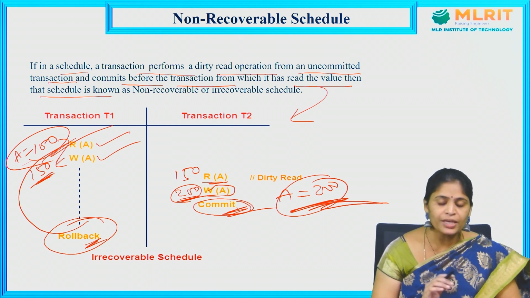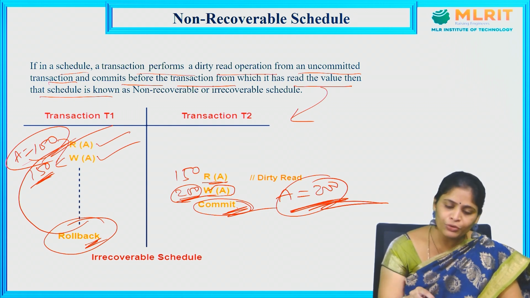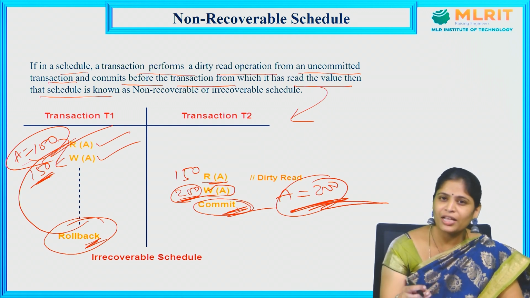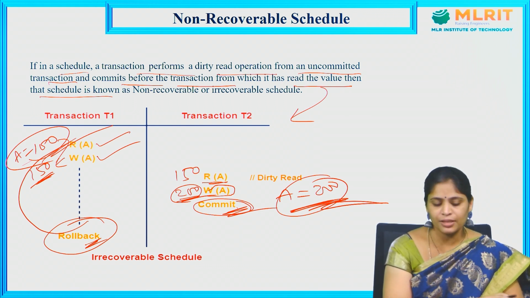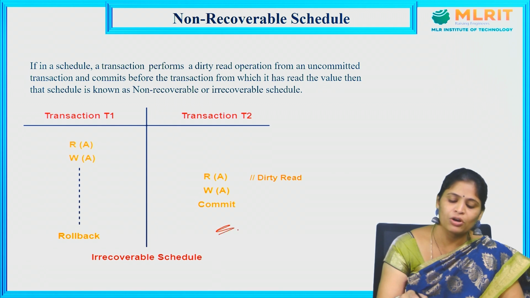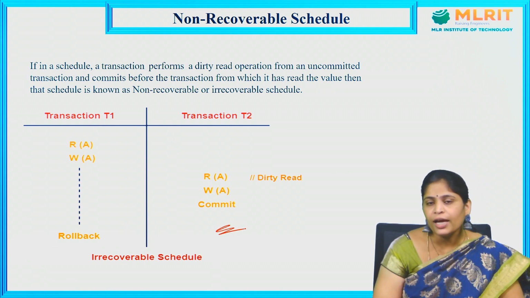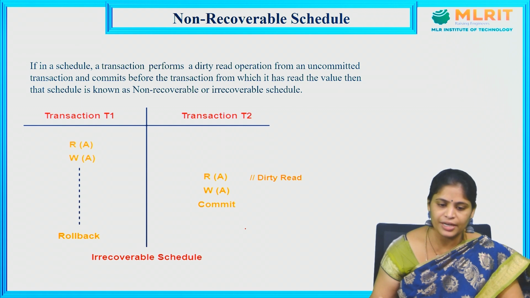So that is why we must not be able to read or write the transactions before the transactions commit. That is our intention. This type of schedule is called a non-recoverable or irrecoverable schedule, which may leave the data in an inconsistent state, which is not a good state.